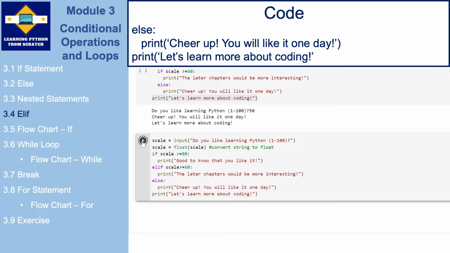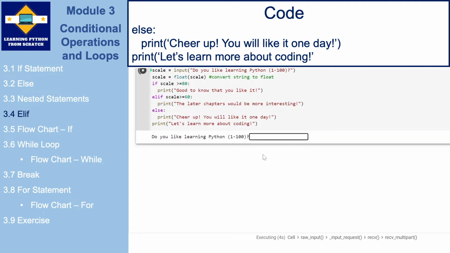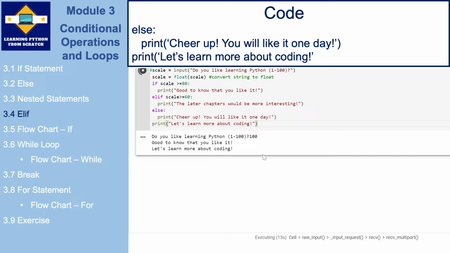Now we can run the code. We also put 100 here as an example. The output is good to know that you like it and let's learn more about coding, which is the same as the previous example. Now let's try 65. The output is also the same as the previous example. This time we try 50. And the output is cheer up, you'll like it one day, because it is less than 60. Now you know that else if statement is an alternative for the nested if statement.